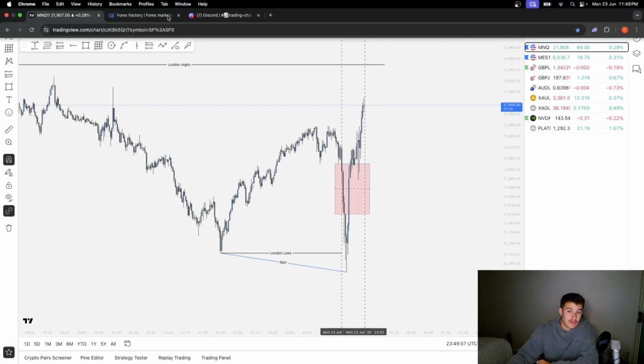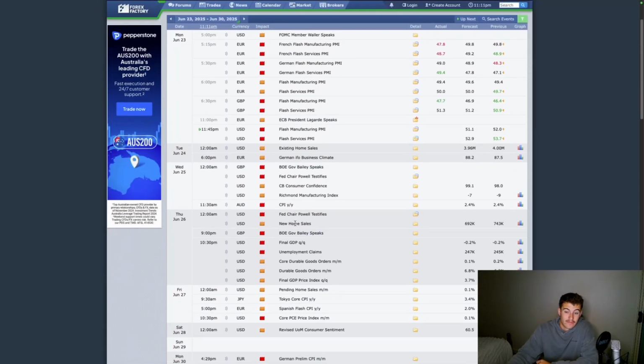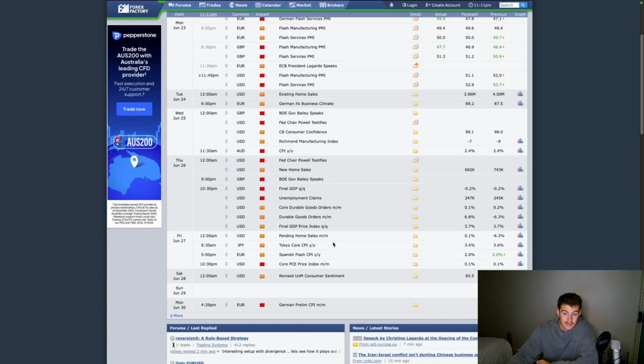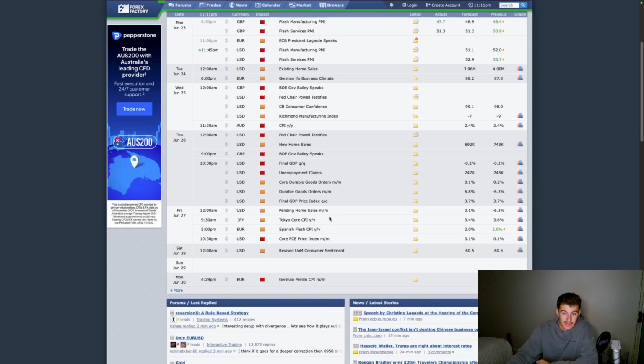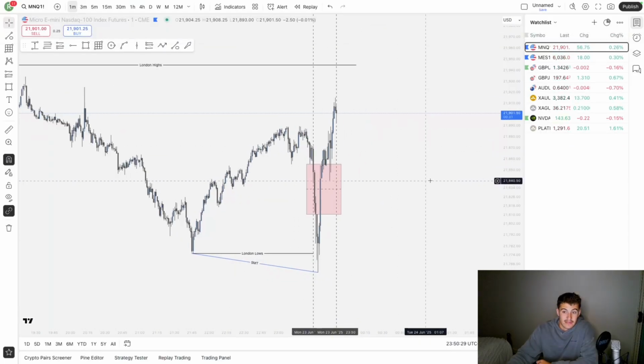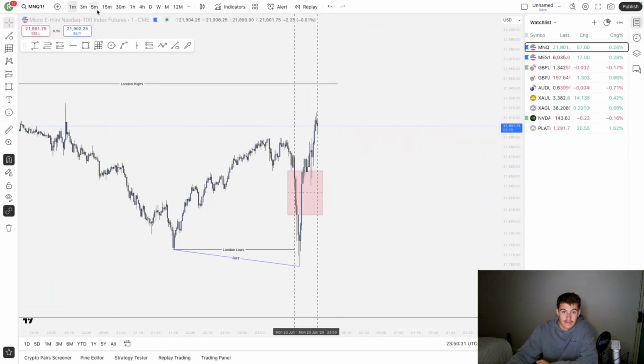It's going to be an interesting week, boys. We have PMI today, existing home sales, consumer confidence, Federal Chair Jerome Powell, new home sales, Powell's speaking again. Where was that? Just there. GDP, unemployment claims, and pending home sales, and consumer sentiment. It's a massive news folder this week. So it is going to be very, very interesting.